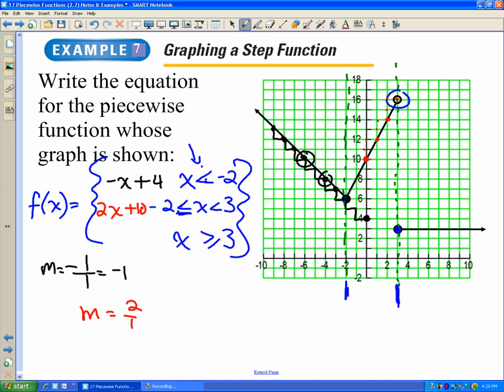My last part of my function is a horizontal line, and it is at 3. So there is no slope. It's horizontal. Slope is 0. So it's 3. So my step function is negative x plus 4 when x is less than negative 2. My function is 2x plus 10 when x goes from negative 2 to x less than 3. And my function is 3 when x is greater than or equal to 3. There's my step function.